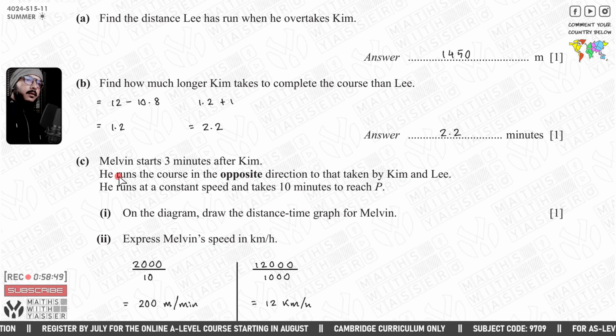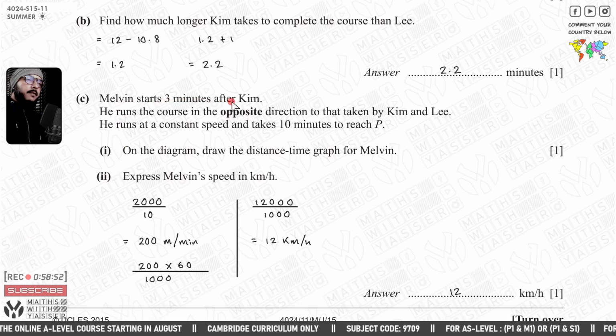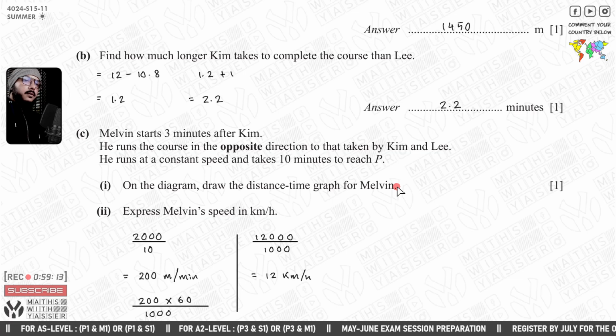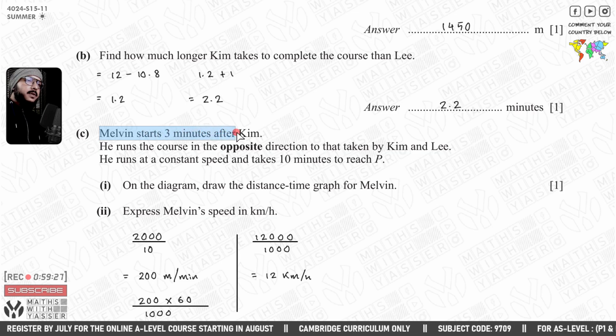In part C, Melvin starts 3 minutes after Kim. He runs the course in the opposite direction to that taken by Kim and Lee. He runs at a constant speed and takes 10 minutes to reach P. On the diagram, draw the distance time graph for Melvin. So before we draw the distance time graph for Melvin, we need to consider a few things that are already provided. And that is, Melvin starts 3 minutes after Kim. He runs the course in the opposite direction. He runs at a constant speed and takes 10 minutes.